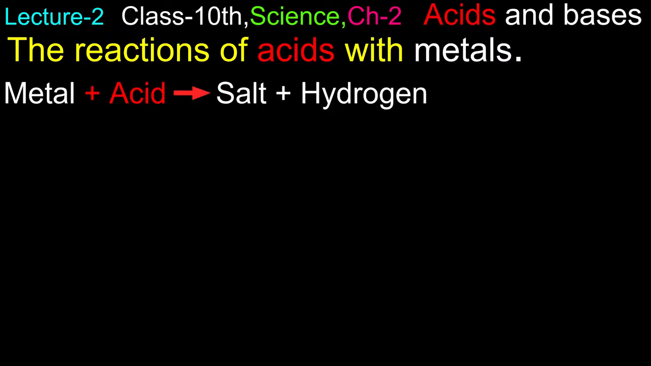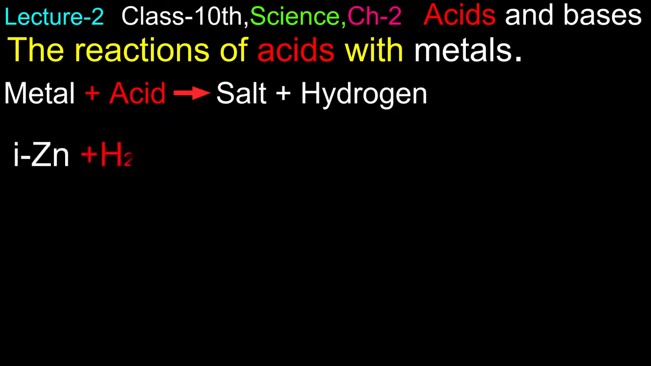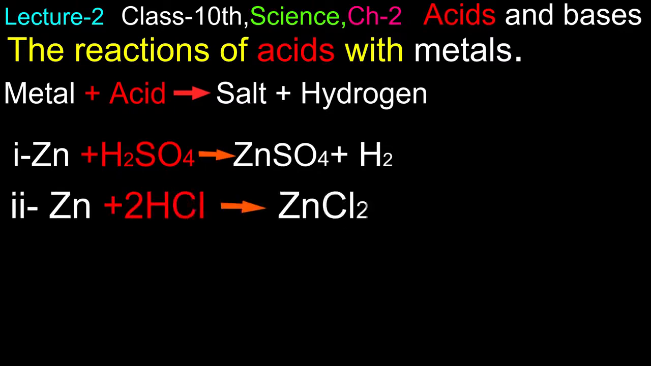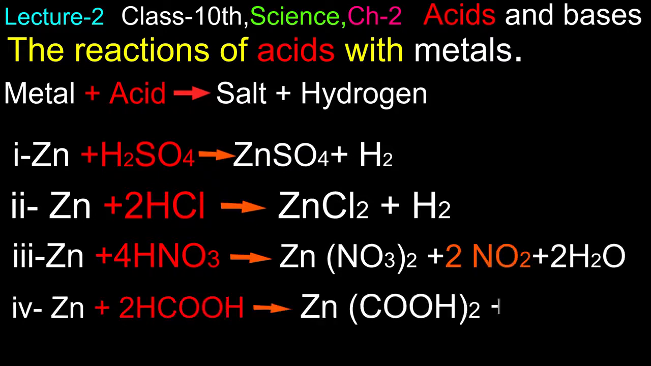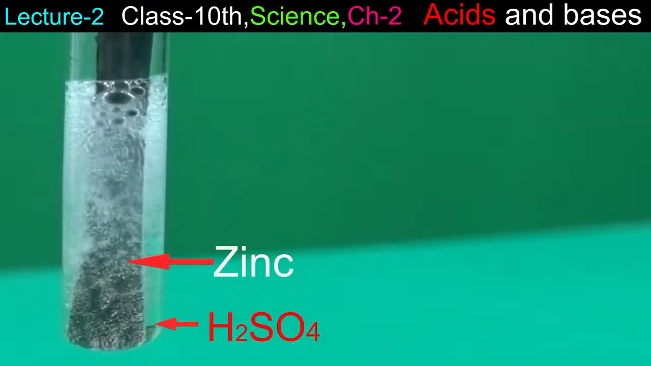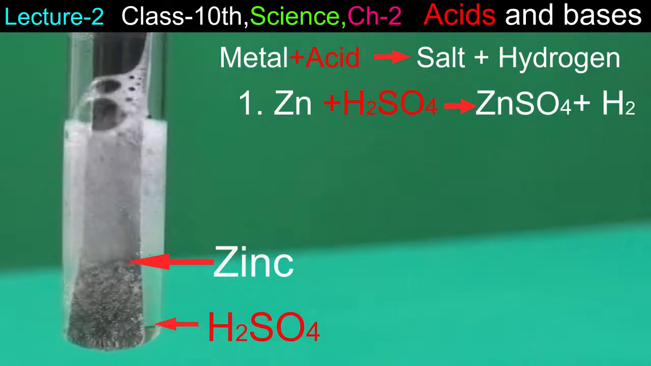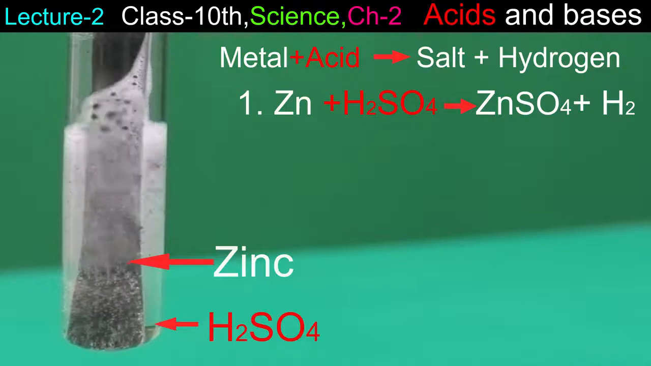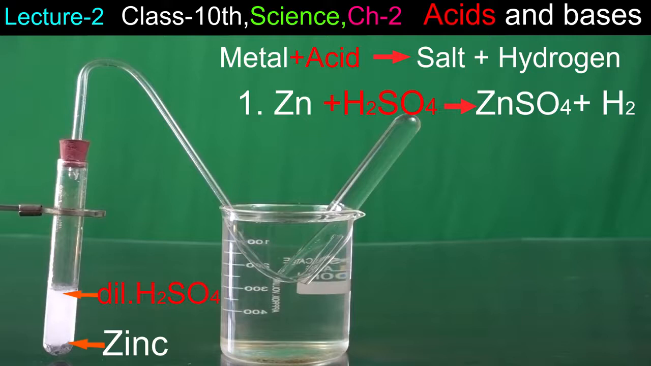Here we first consider the reaction of zinc and dilute sulfuric acid and 3 more acids, HCl, HNO3 and HCOOH, means formic acid. First I put zinc in dilute H2SO4, which is in this test tube you see here. On putting zinc in it, the reaction starts at room temperature and gas is being evolved.